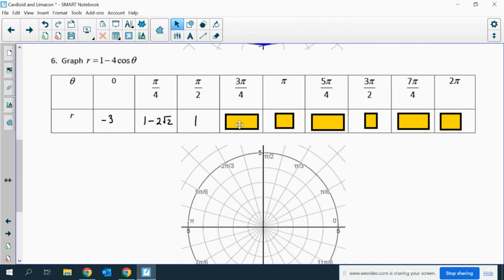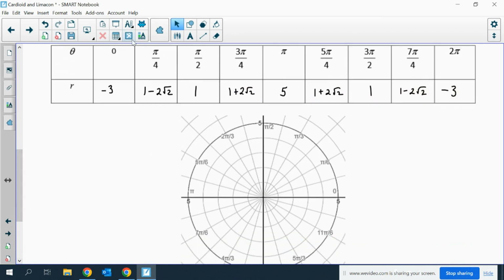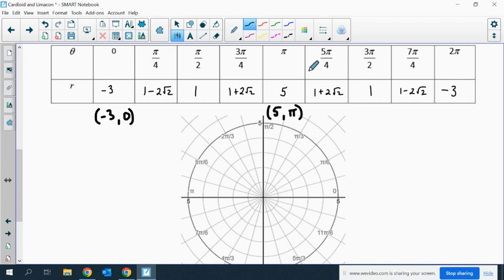Another one, 1 minus 4 cosine theta. Here are my r, theta values. So one more time, just a reminder, I write points as r comma theta. So I would write the points like this if I wanted to write them. So this starts in the negatives. So negative 3 comma 0 is actually going to put me at the same spot as 3 comma pi.